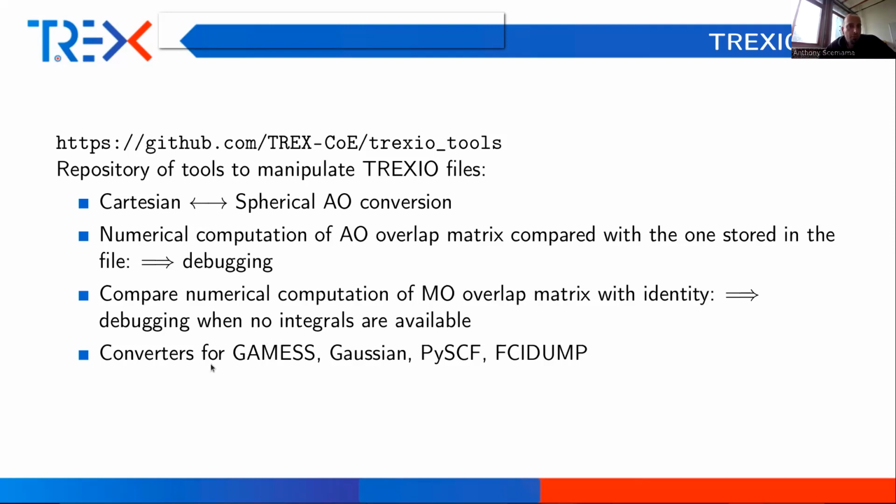Also in this repository, we have converters for GAMESS, Gaussian, PySCF. So this is from the output of those three codes. And then we can also use FCIDUMP to store the integrals in TREXIO.